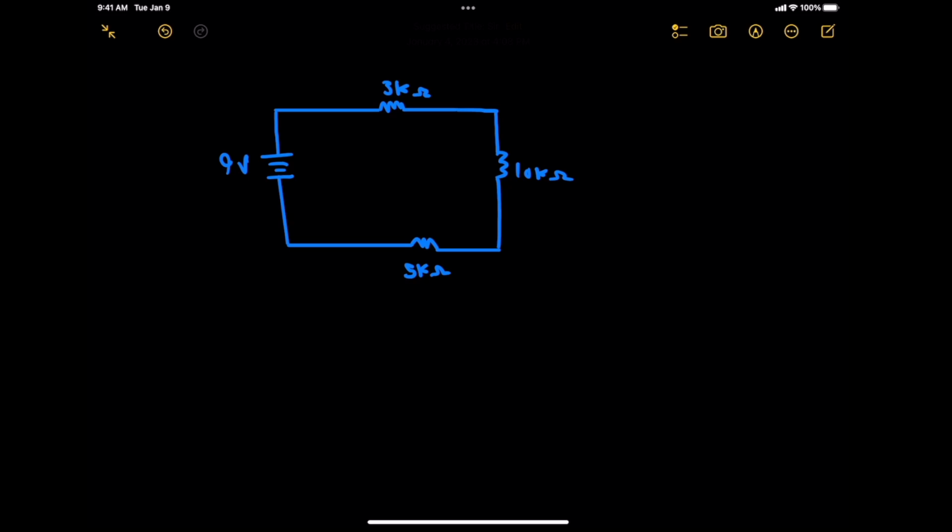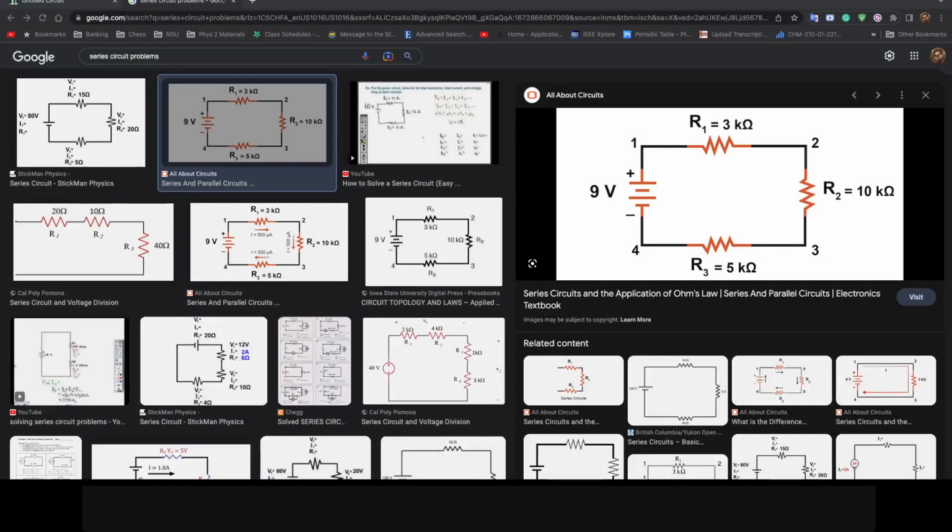So, this is going to be a very basic introduction towards electronics and solving series parallel circuits. Right here, I just have a random series circuit problem that has a 9-volt source, a 3K ohm resistor, a 10K ohm resistor, and a 5K ohm resistor. And we're going to be looking to solve for current and power. So this is just going to go through all the steps on how to do that. And yeah, we're just going to go ahead and get started.